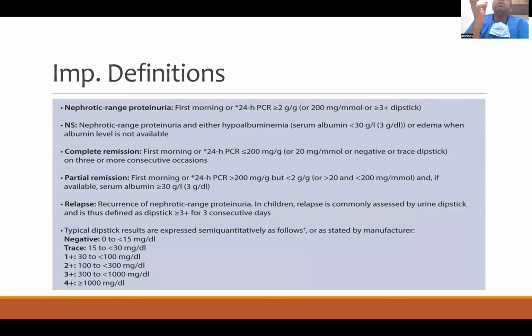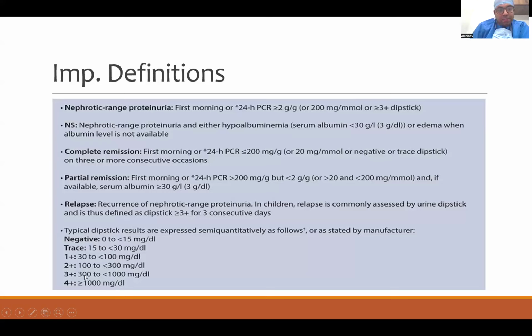Whenever there is any case of nephrotic syndrome, the best urine sample is the first morning urine sample. Nephrotic range proteinuria is defined as, okay, 24-hour protein, I mean, protein you define in terms of urine protein creatinine ratio. So, urine protein creatinine ratio greater than 2 grams, or dipstick. Usually, routinely, we do dipstick. So, greater than 3 plus is defined as nephrotic range proteinuria. Okay, so you can see here how you express the dipstick results.